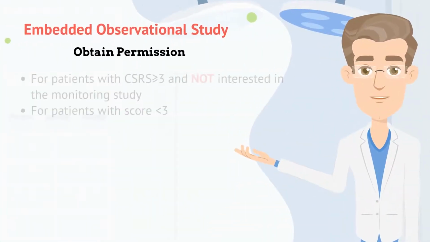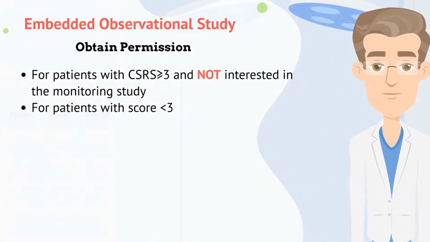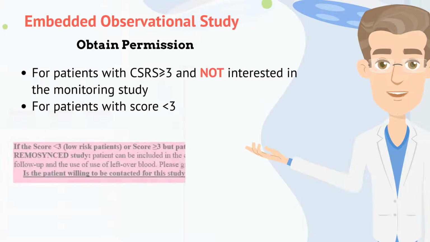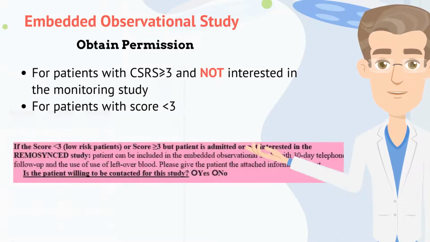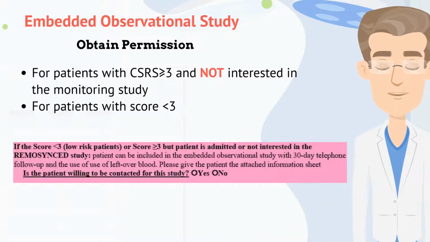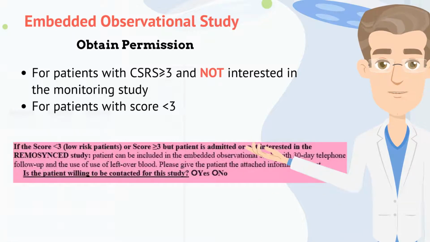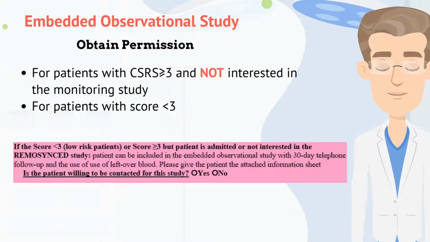For patients with a score more than or equal to 3 and not interested in the monitoring study, and for patients with score less than 3, please obtain permission from the patient for the research team to contact the patient for 30-day follow-up and use of leftover blood. All details about this embedded observational part of the study will be explained to the patient by the research team during the follow-up telephone call.